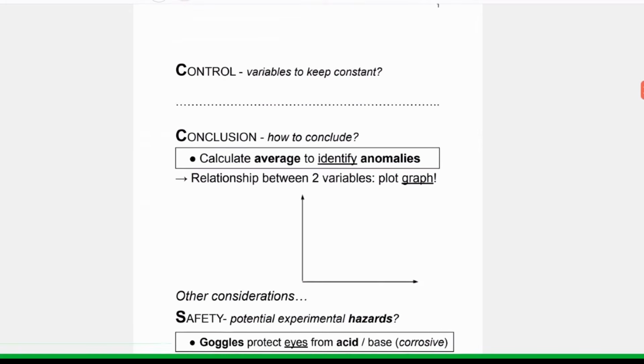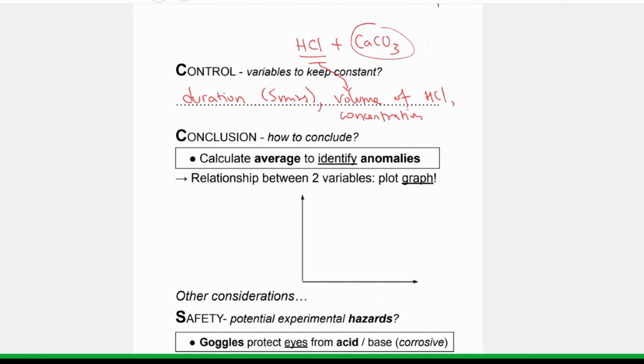Next part is on the control variables that are kept constant. In this case, it's a reaction between hydrochloric acid and calcium carbonate. So we can keep the duration the same at 5 minutes. And to ensure that we have the same number of particles, we need the same volume of hydrochloric acid, as well as the concentration of acid. You could even talk about keeping the mass of the calcium carbonate the same.